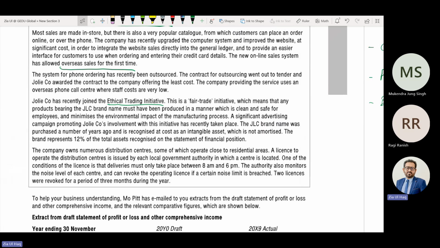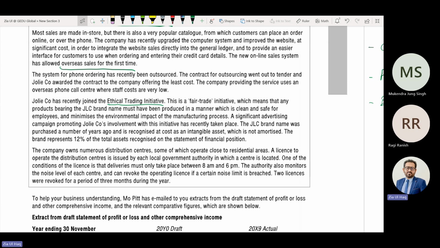A significant advertising campaign promoting JLC involvement with this initiative has recently taken place. The JLC brand name was purchased a number of years ago and is recognized at cost as an intangible asset, which is not amortized. The company is not amortizing the brand. If they are not amortizing per IAS 38, no, we should ignore this. We should ignore this because we are finding business is not at risk of dealership. The brand represents 12% of the total asset, highly material as well. Ignore. Don't discuss accounting. Don't discuss audit risk.